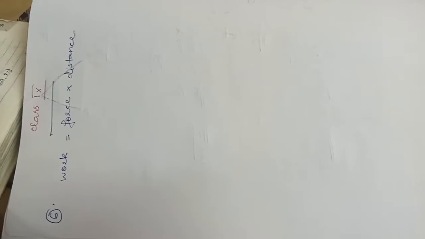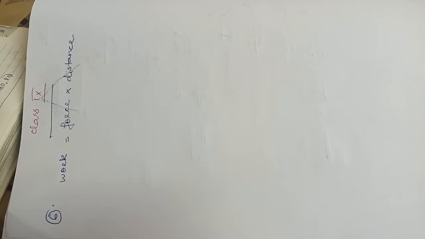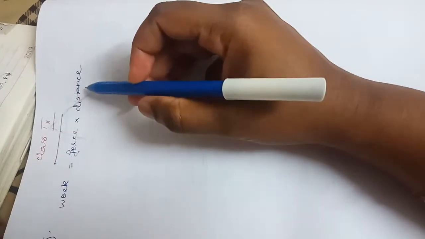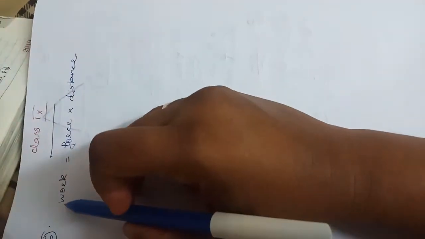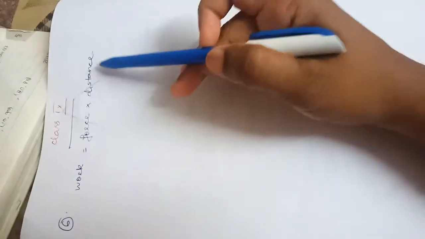Okay, so work is equal to force into distance, and the given condition is work done by a body on application of a constant force. So the force is constant, that means force is not varying. It's directly proportional to the distance traveled by the body. That means force is always constant. So if the distance is increasing, then work is also increasing. If the distance is decreasing, then work is also decreasing. That is the meaning of directly proportional.